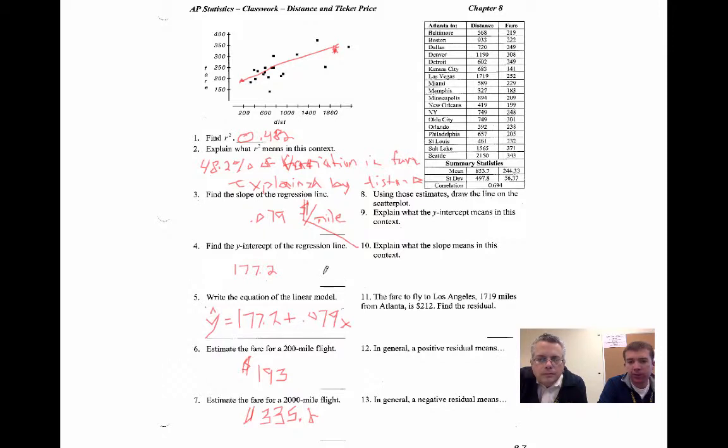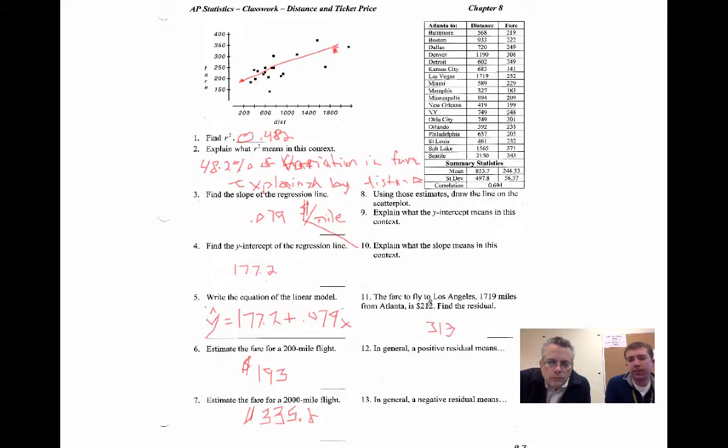All right. So the fare to fly from LA to Atlanta is $212. Okay, but we have to figure out what we predicted. So for 1719 miles, we'd plug that into our formula so we can find our predicted value. Mr. Miller, you want to do that for us? 1719 seems kind of a pain, but okay. I'll do it, just for you, Mr. Lewis, and these guys. The predicted value is $313. Okay, so we would predict it to be $313.